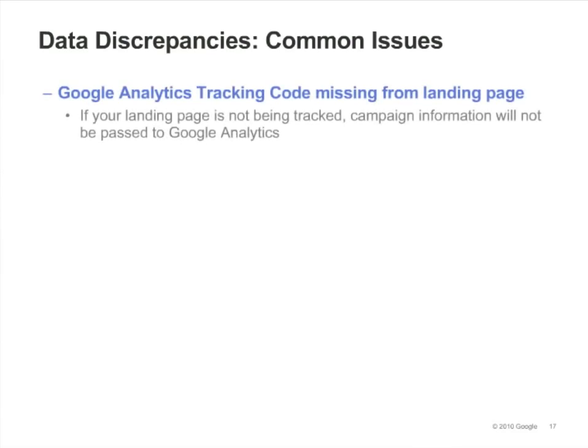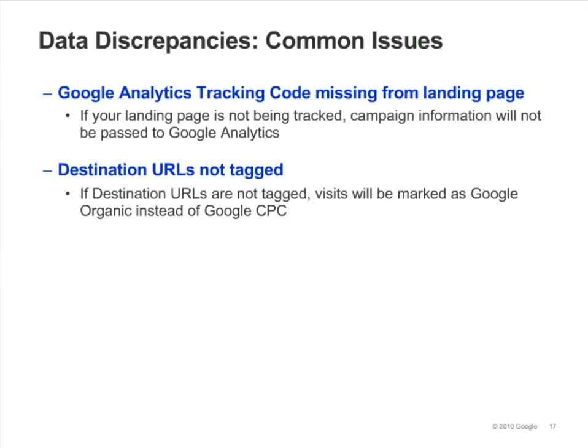Make sure that your landing pages contain the Google Analytics tracking code. If they don't, campaign information will not be passed to Analytics, but clicks will register in AdWords. Make sure that you have auto-tagging enabled. Otherwise, visits will be marked as Google Organic instead of Google CPC. While we strongly recommend that you use auto-tagging instead of manual tagging, if you do manually tag your destination URLs, you must make sure that all of them are tagged. Otherwise, data discrepancies will occur.